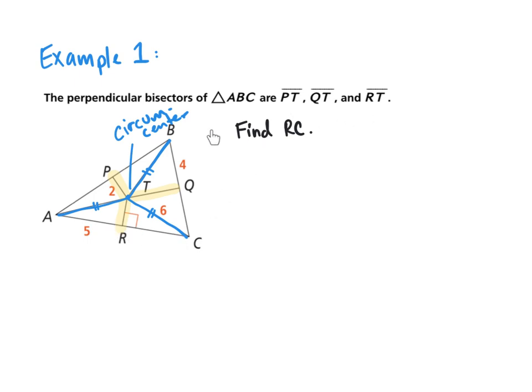So how does all this information help us find segment RC? Well, it comes back to the idea that segment RT is a perpendicular bisector of our triangle, which means that it's making a right angle with one of the sides, but it's also bisecting that side. So if segment RT is a perpendicular bisector, it means that segment AR and segment RC are going to be the same length, right? So segment RC would be a length of 5.